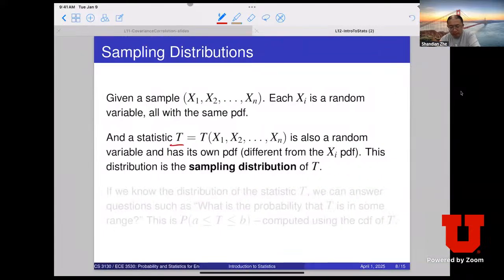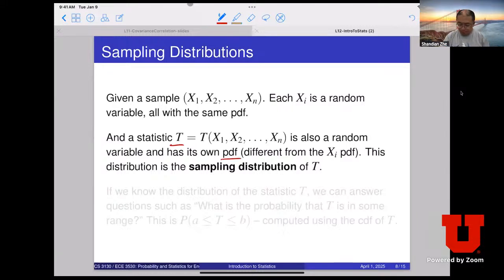The statistic is defined as a function of these n random variables, right? As we emphasized repeatedly, the statistic T is also a random variable. So now that it's a random variable, it should have its own probability density function, right?